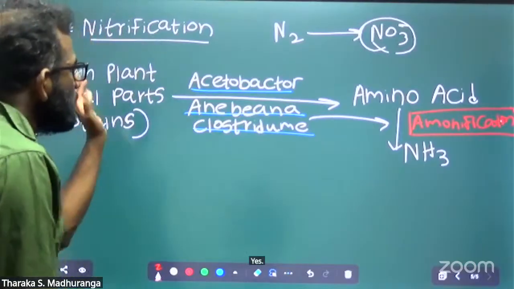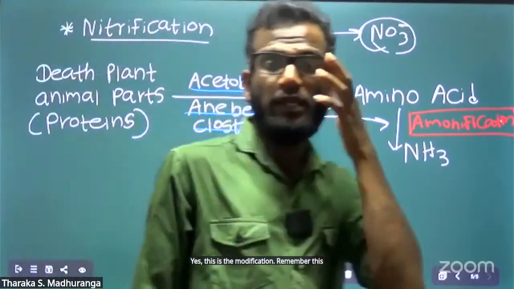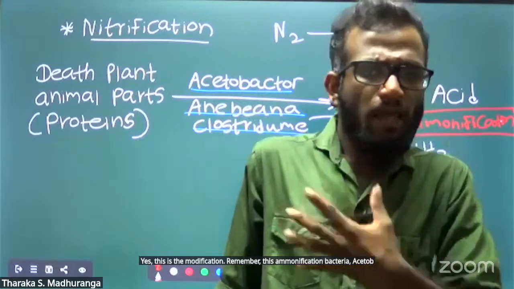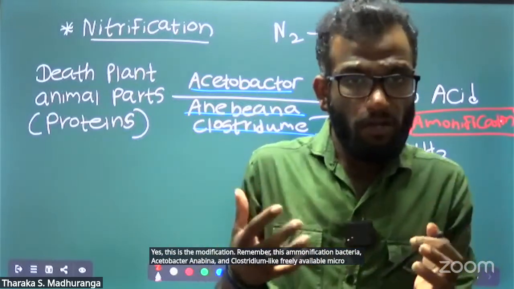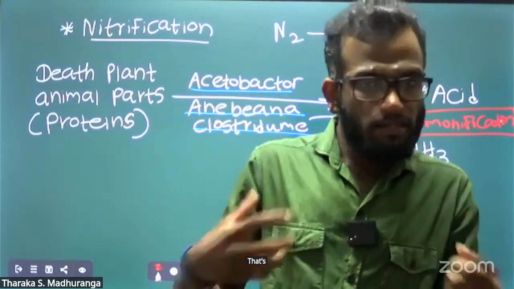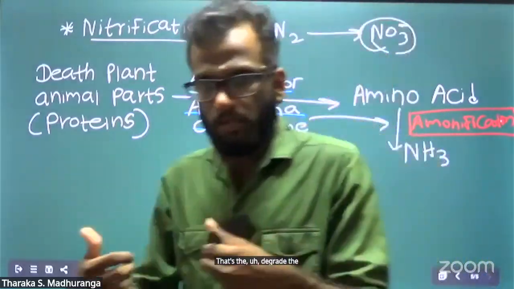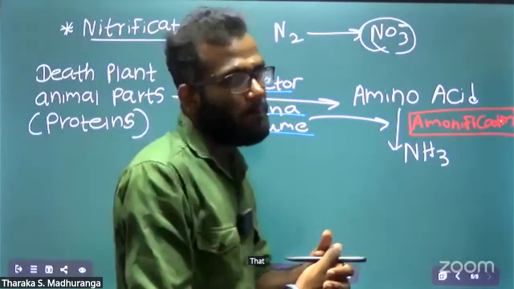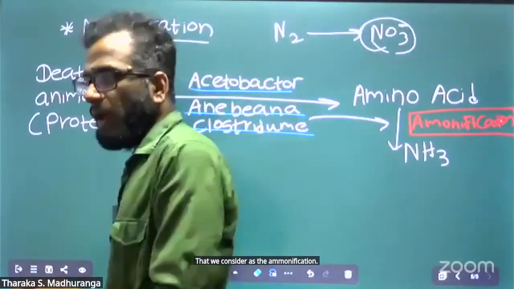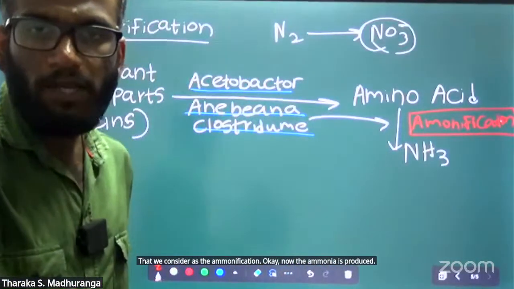Yes, this is the ammonification. Remember these ammonification bacteria, Acetobacter, Anabaena, and Clostridium, freely available microorganisms in the soil that degrade the dead plant material and convert it into amino acids. Amino acids convert into ammonia, that we consider as the ammonification. Okay, now the ammonia is produced.